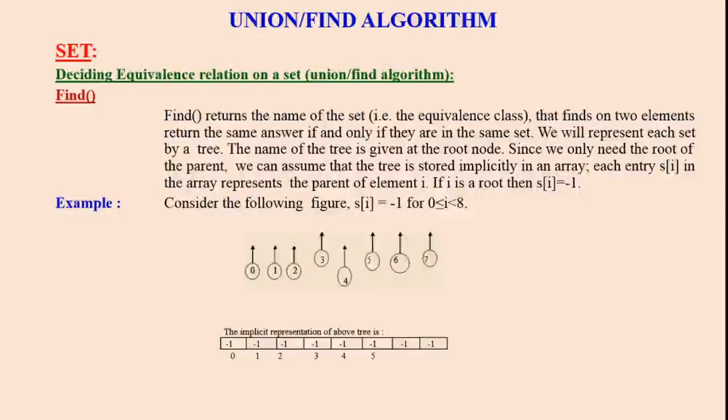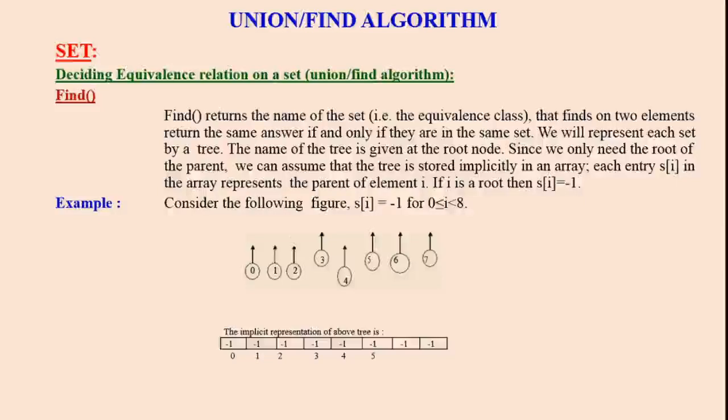Next one is the find function. The find function returns the name of the set, that is, the equivalence class. Finds on two elements will return the same answer if and only if they are in the same set. We will represent each set by a tree. The name of the tree is given at the root node. Since we only need the root of the parent, we can assume that the tree is stored implicitly in an array. Each entry S of I in the array represents the parent of the element I. If I is a root, then S of I equals -1.